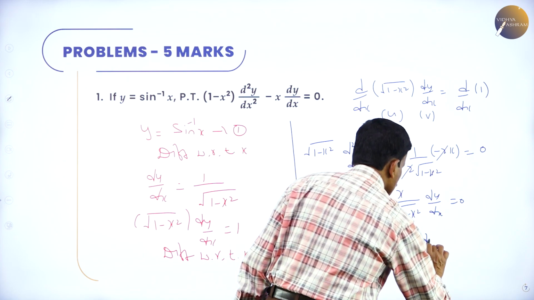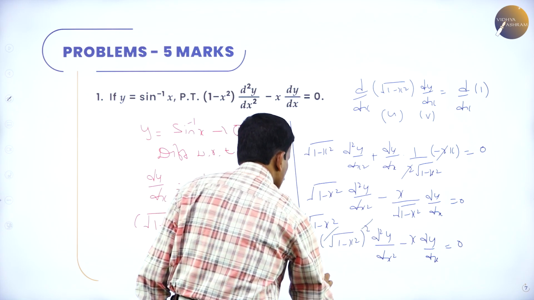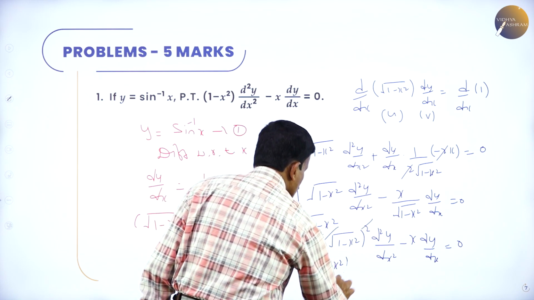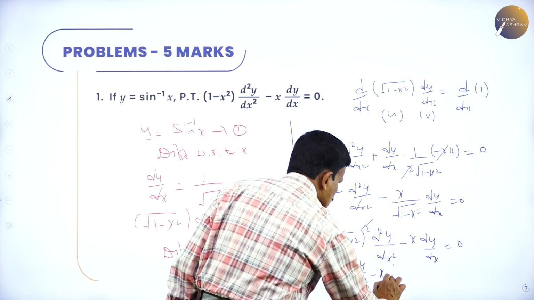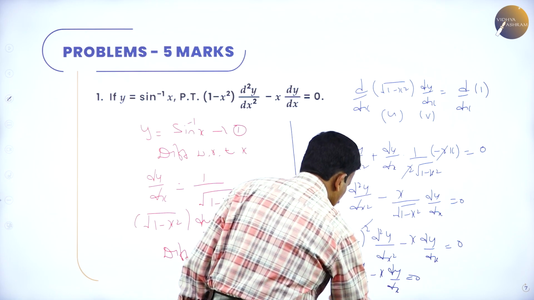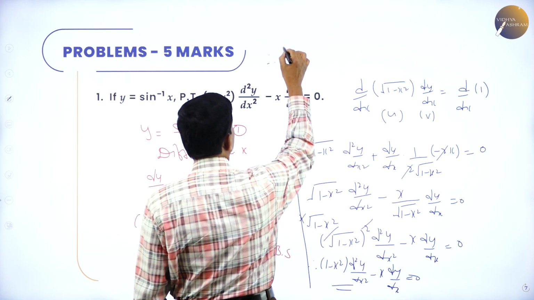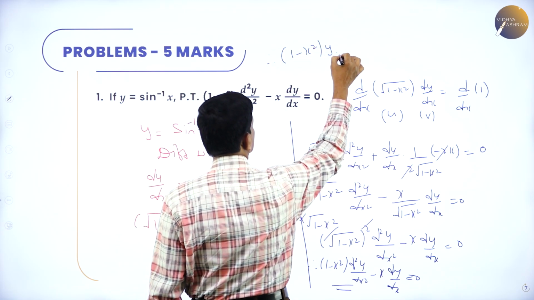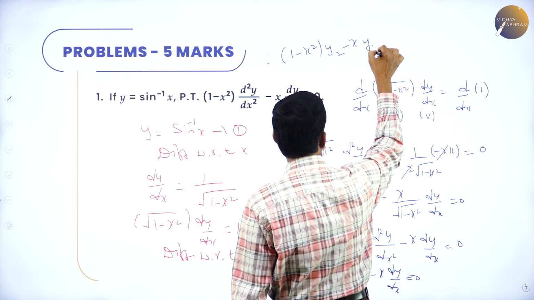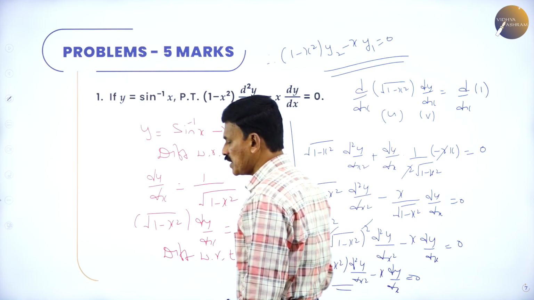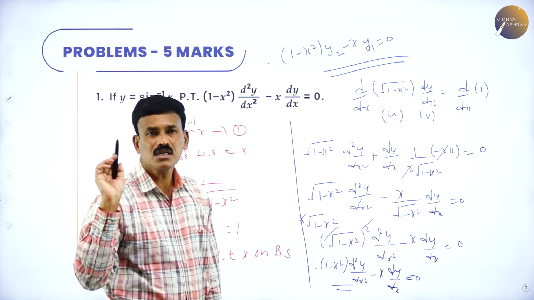What is left over is x into dy by dx is equal to, on the right hand side, 0 into a number is 0. Here square and square root get cancelled. Therefore 1 minus x square into d square y by dx square minus x dy by dx is equal to 0, which is the equivalent. So therefore you can write 1 minus x square into d square y by dx square as y2, and x into dy by dx as y1. So 1 minus x square into y2 minus x y1 is equal to 0 is the required answer.